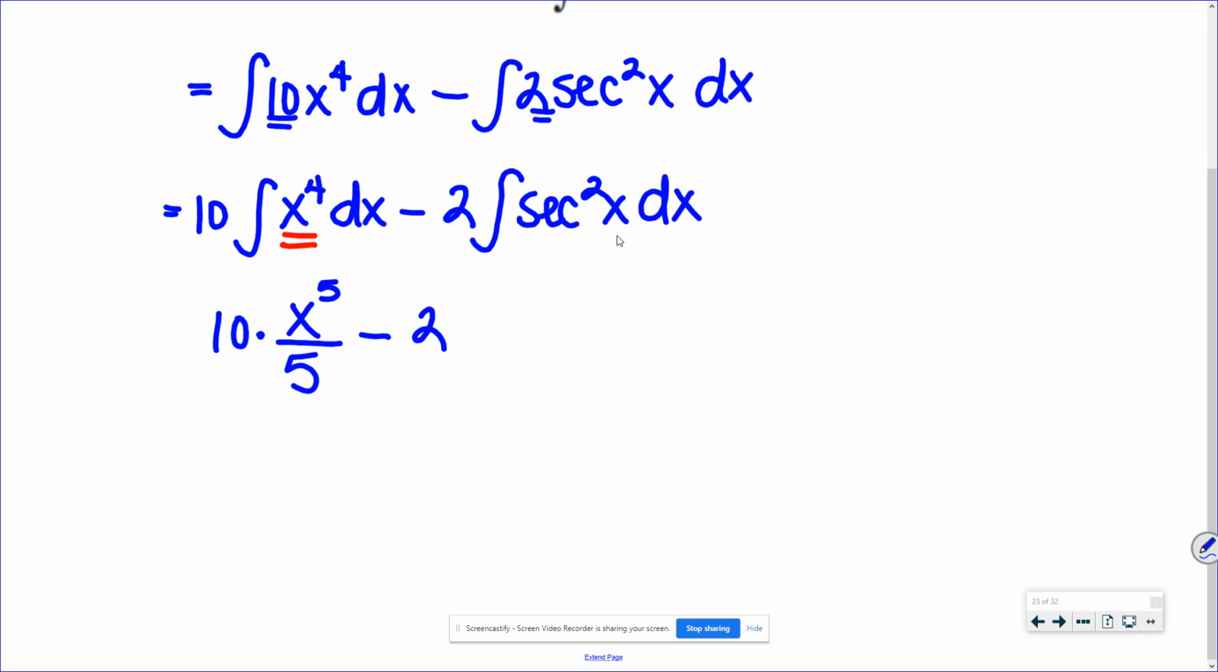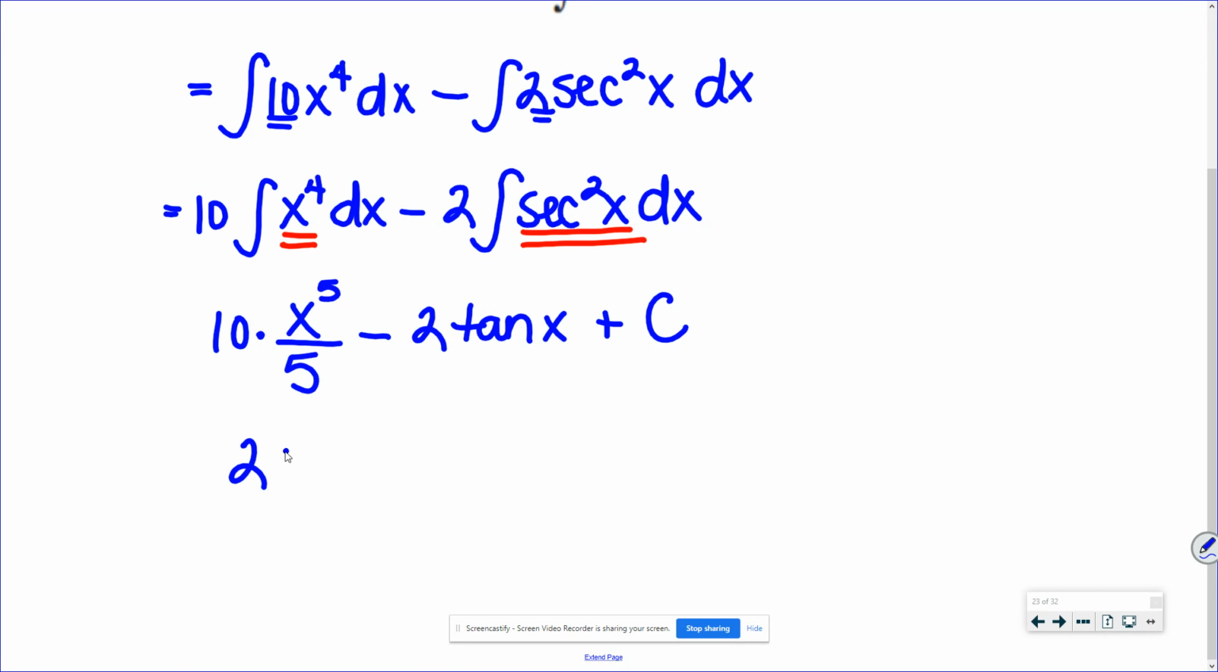Okay, same thing over here. Antiderivative for secant squared x is equal to tangent of x. And then we will multiply that tangent of x by the 2 that was moved to the outside. Don't forget plus c. And then just simplify wherever possible.